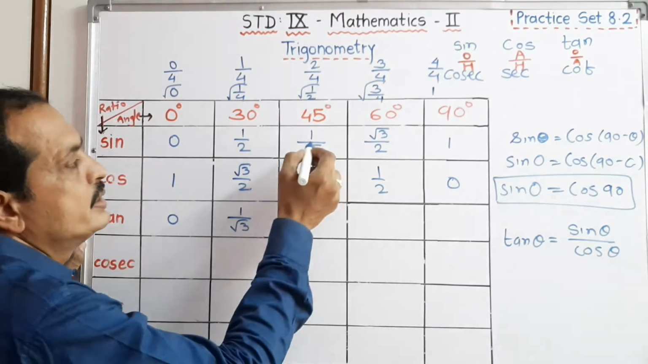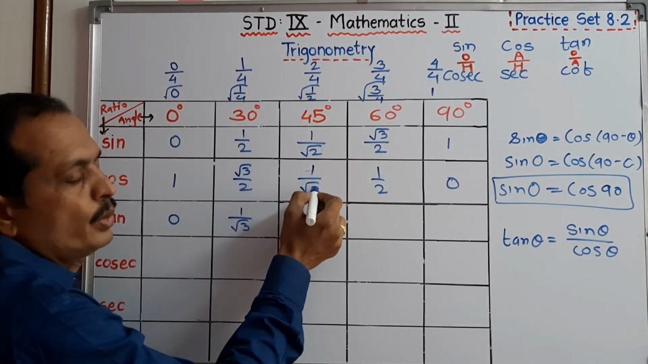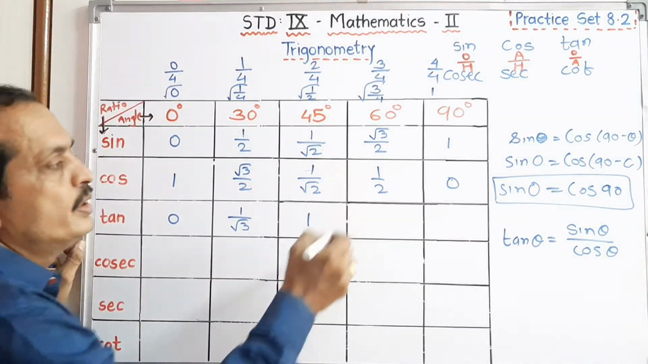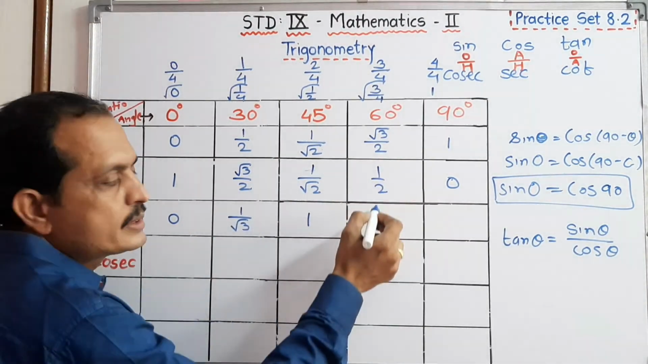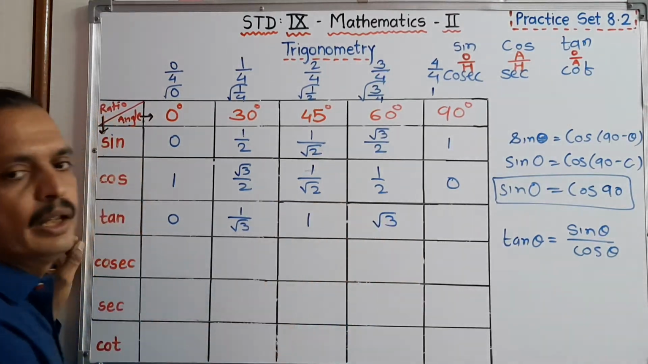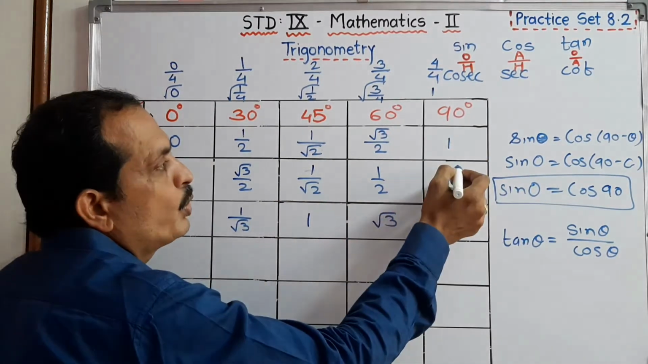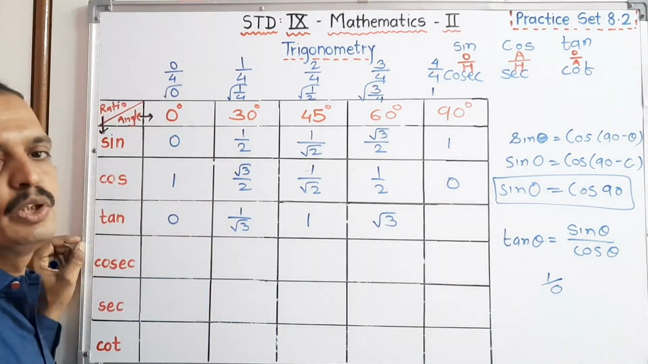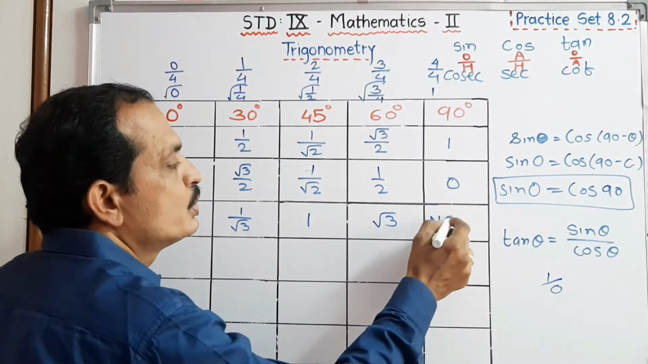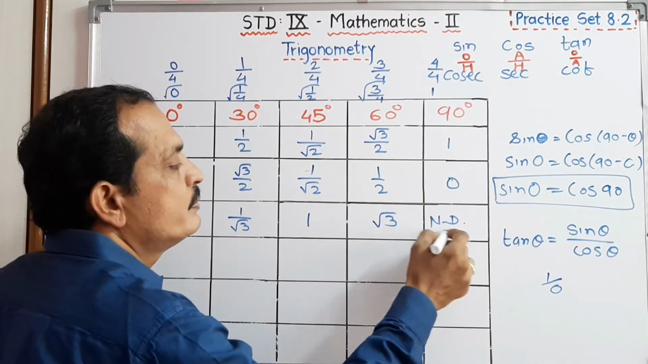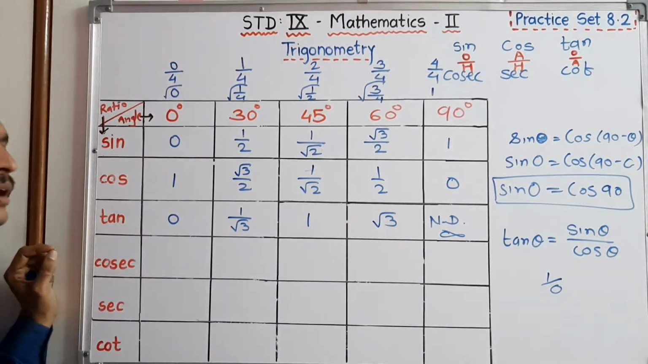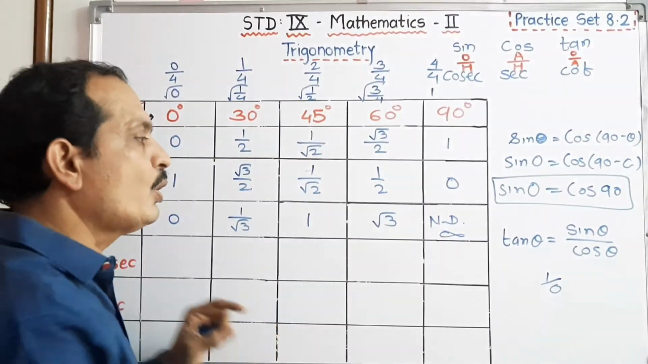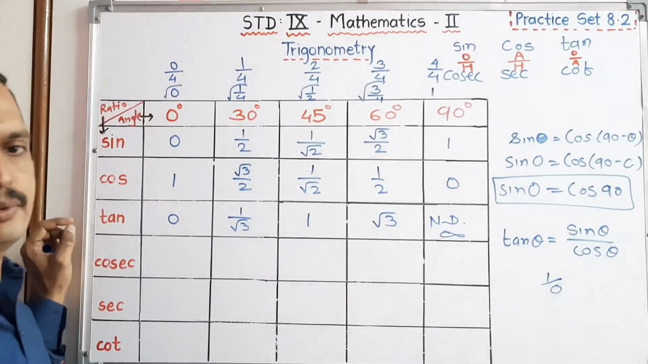Got it? Here it is 1 upon root 2 divided by 1 upon root 2, it gets cancelled, it is 1. Then these two and these two get cancelled, it is root 3. And dear student, 1 upon 0 is not defined, therefore it is not defined, or it is infinity. By using this symbol we can write infinity, or we can write not defined.